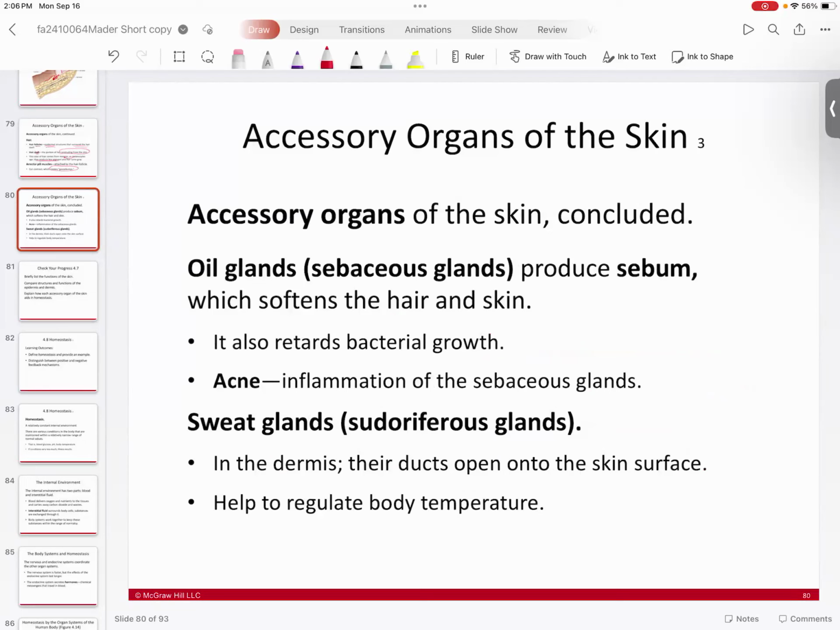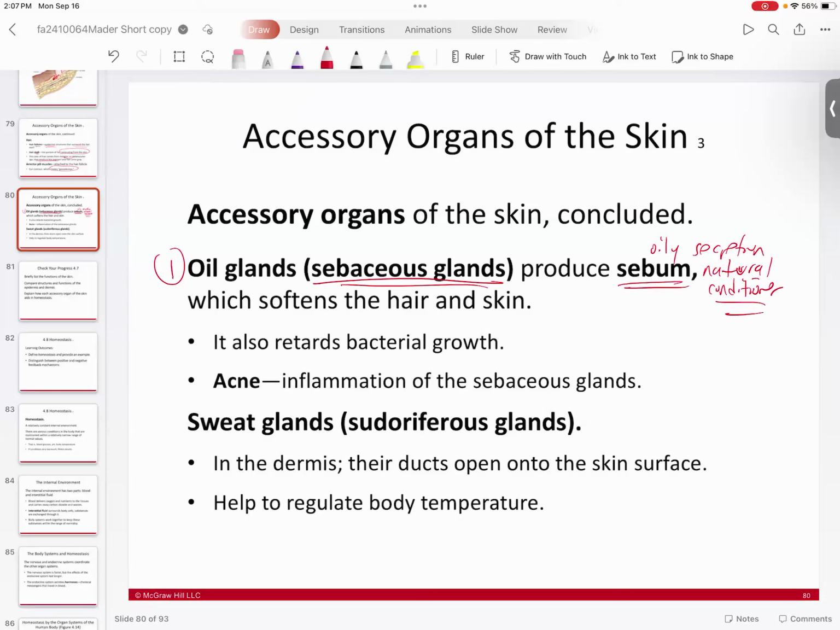So a couple of others. Remember we said there's also glands in our accessory organs. Two very important ones, by the way. Oil glands. So the oil glands, the sebaceous glands, are actually attached to the hair follicle. And what they do is they secrete sebum, which is an oily secretion. And it's basically our natural conditioner. And it basically coats your hair and your skin, right?